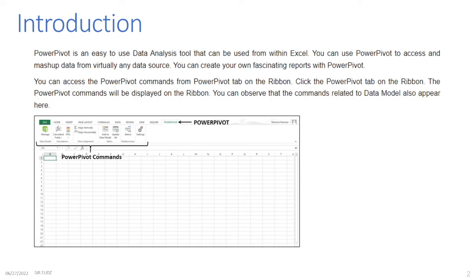Click the Power Pivot tab on the ribbon. The Power Pivot commands will be displayed. So this is the Power Pivot tab, and we have here the Power Pivot commands. You can observe that the commands related to the data model also appear here. So here we have commands related to the data model.